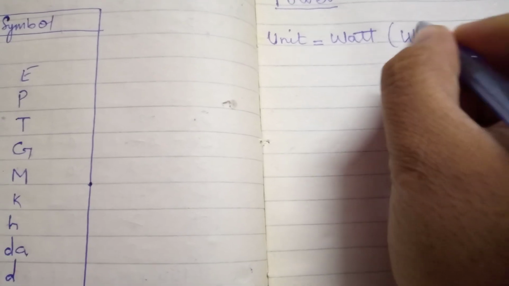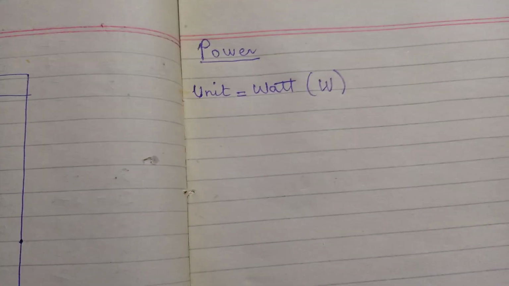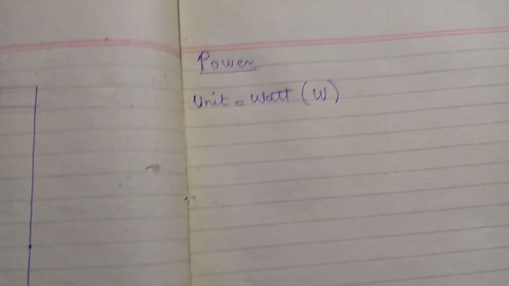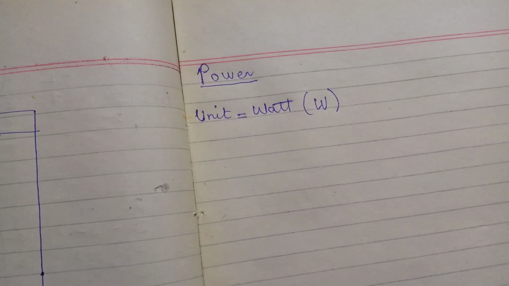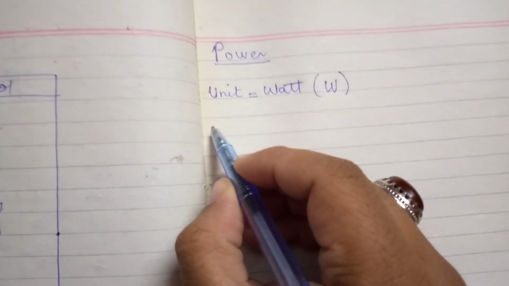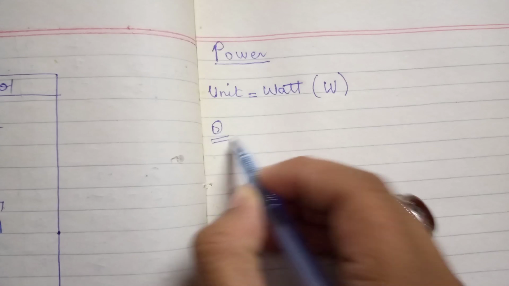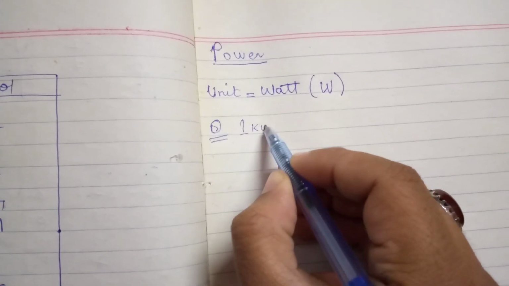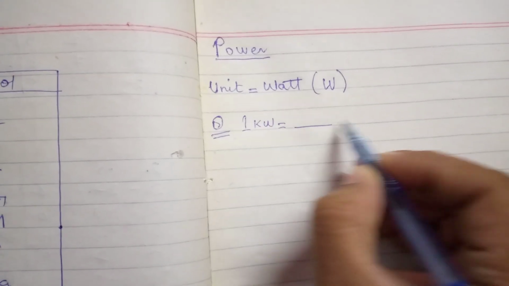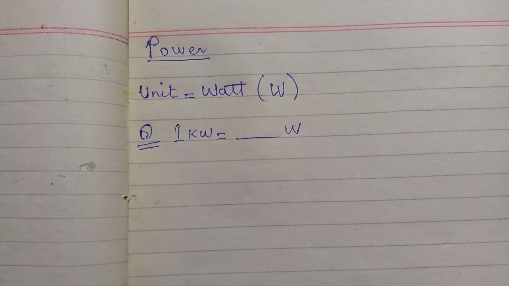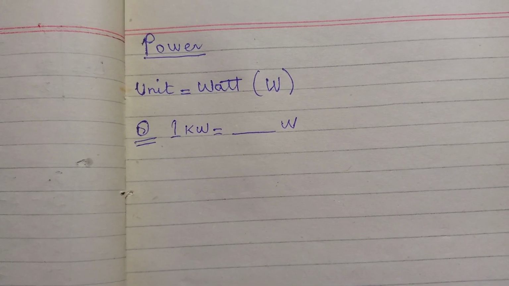Or you can simply write W. Now the question is, 1 kilowatt is equal to how many watts? So 1 kilowatt is equal to how many watts?